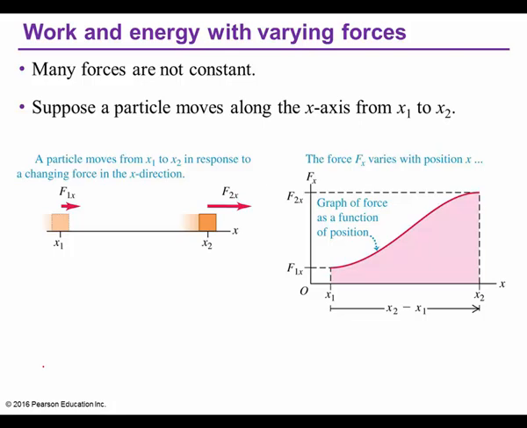So if I apply a constant force, then I should get a nice straight line graph. However, if I push and then slow down, then push and slow down, speed it up and slow it down, that's a non-constant force. And if you graph that using your motion sensor, you're going to get something like that right there. So how in the world do we find the work done from x1 to x2? Because that's not a linear function.